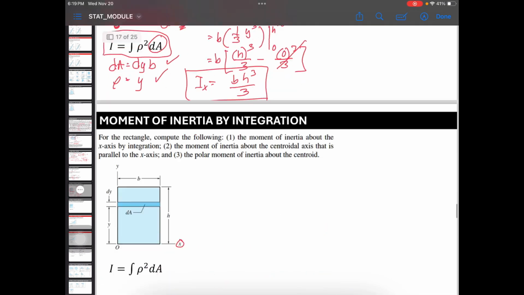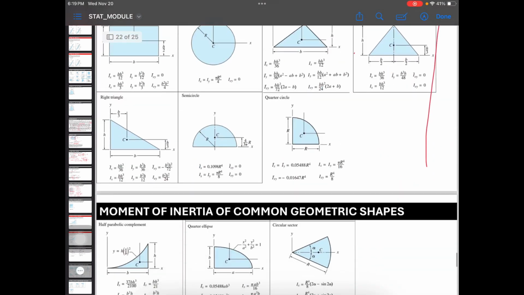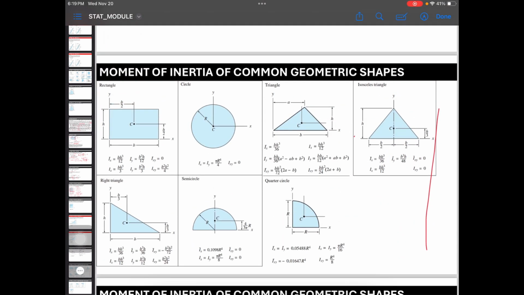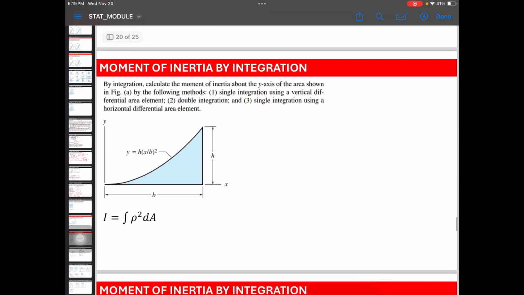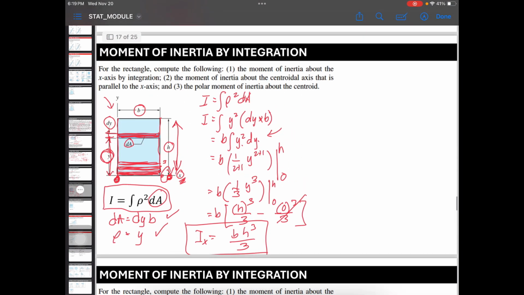Let's check it. Compare it dun sa table. I_x equals b h cubed over 3. Ito siya. So, correct. H yung naka-cube. Correct.